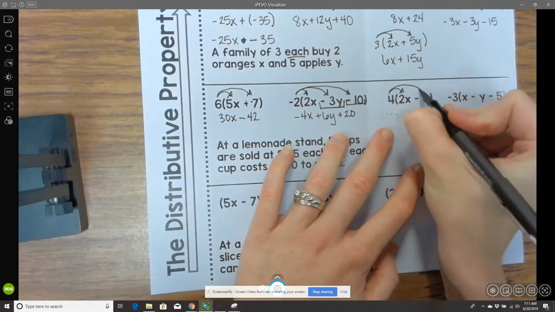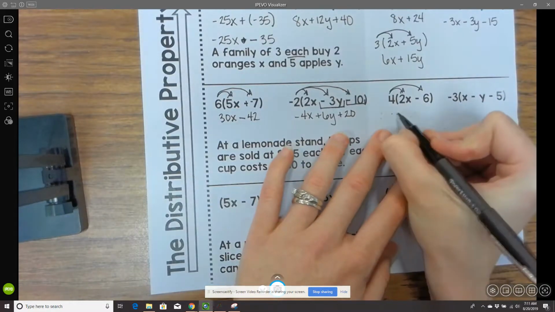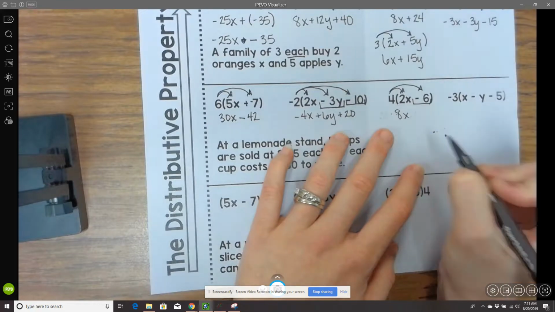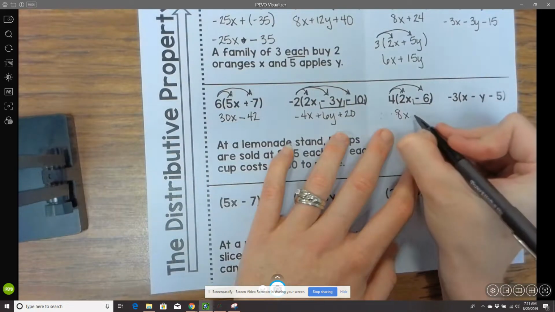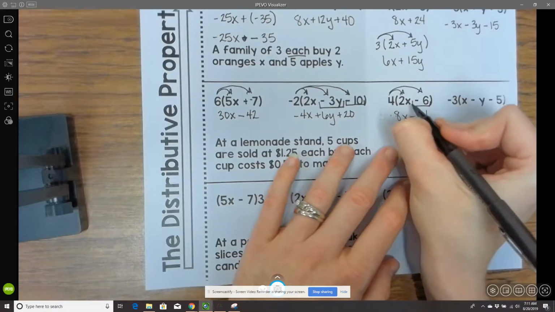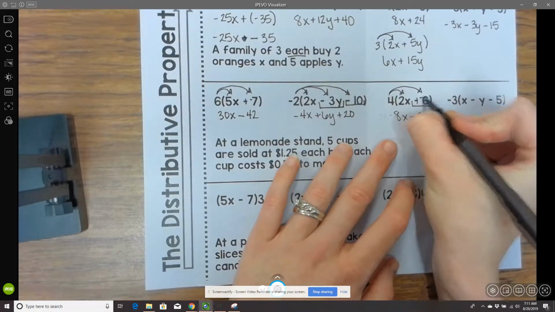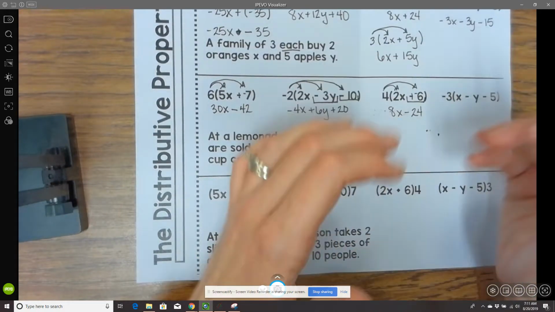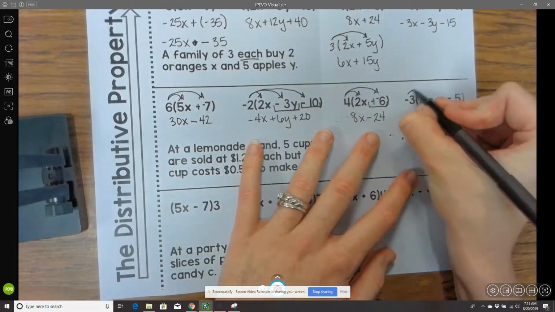All right, another one here. So 4 times 2x is 8x. And then 4 times, again, if we group it all together, 4 times -6 is a -24. If you need to break it down, if you need to add the line and change the sign and then simplify one more time, do that if it helps you keep everything straight.